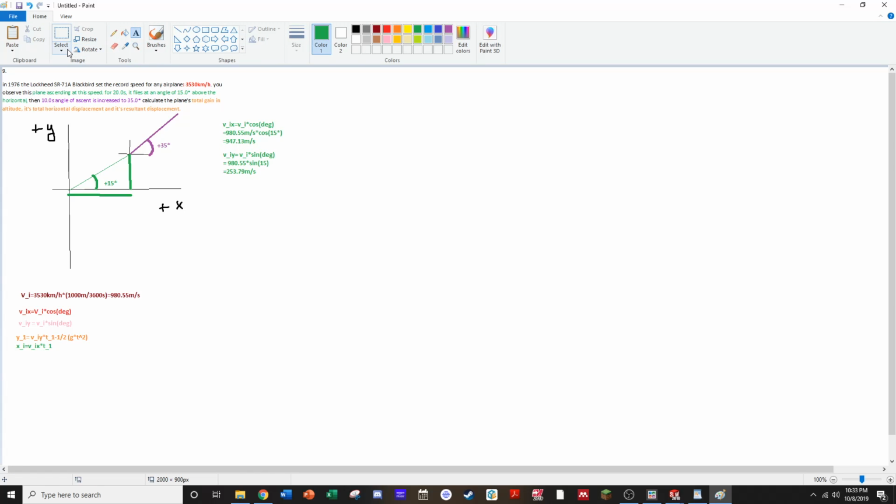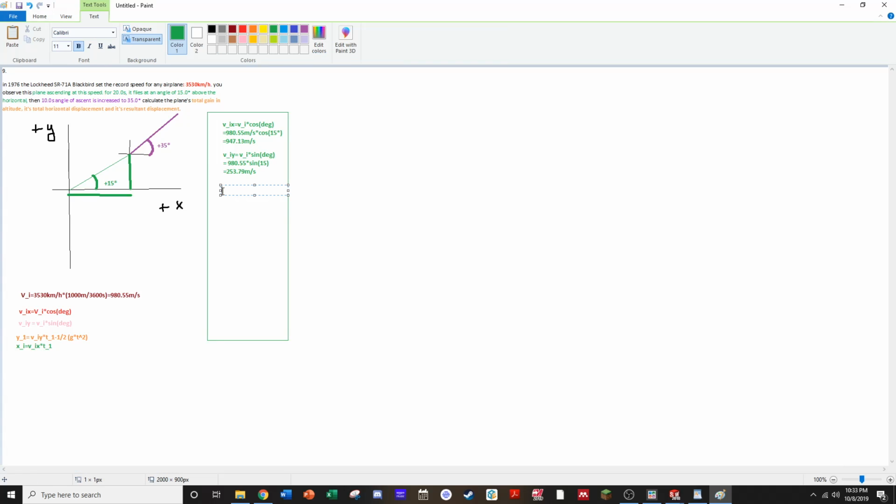And let's see if we can make a box. Oh, no, I need an outline. We're going to make it tiny. So there we go. So that's the first part of the first problem, okay?